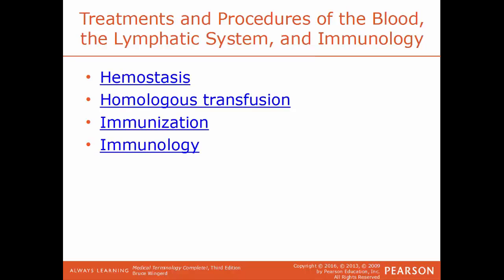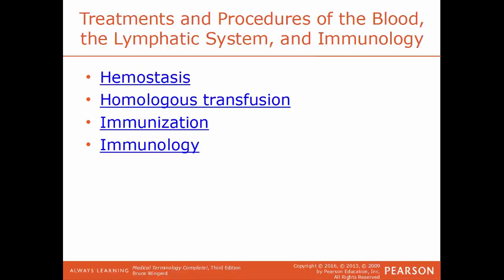Hemos refers to blood. Stasis means stopping. So the overall process of your body reacting to an injury and stopping the bleeding naturally through a blood clot. Homologous transfusion is someone receiving blood from someone else. So it's the same species. This is still another person, but it's a different individual. So that's why it's homologous.